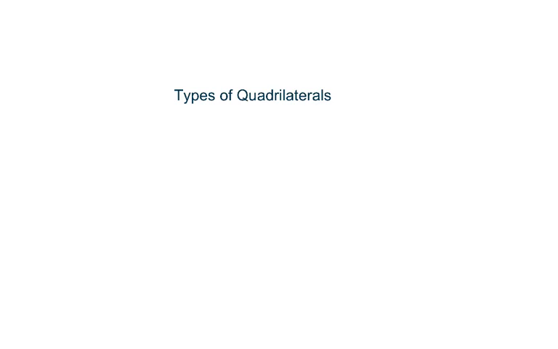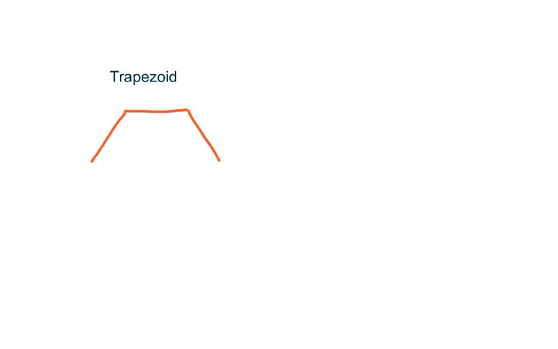A quadrilateral is a figure with four sides, and here we're going to take a look at some of those quadrilaterals that will be most important in our course. We're going to draw a sketch of each and then talk about the properties of each one. A trapezoid, you may be familiar with, is a figure that looks like that.